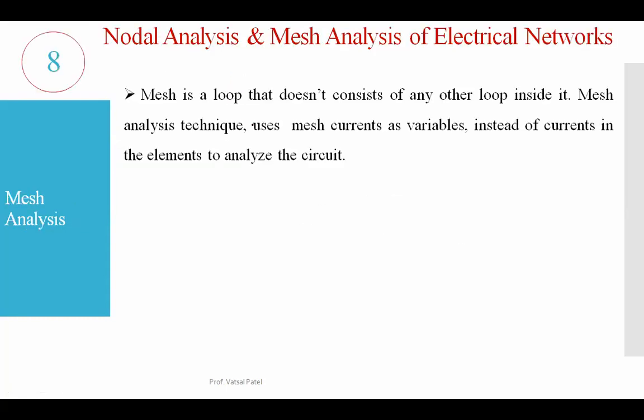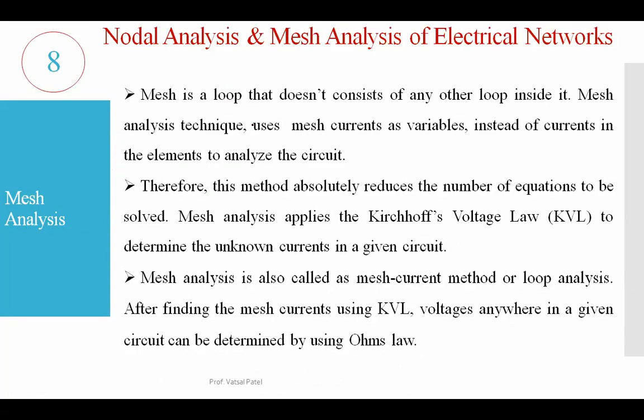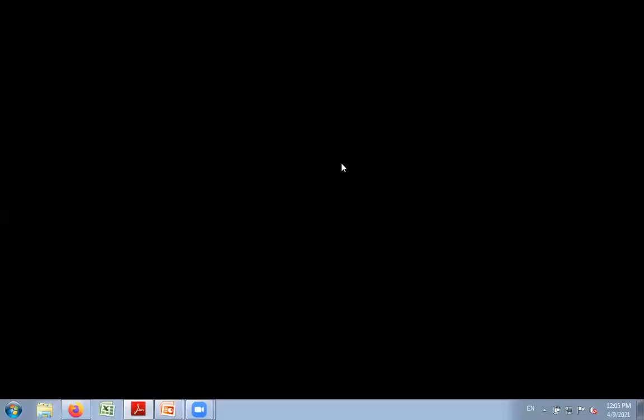So that is the indication given over here, that when you say it is mesh analysis, we also call it the mesh current method or loop method. So after finding out the mesh current using the KVL, the voltage anywhere in the circuit you will identify by using Ohm's law. So this is the significance of the mesh analysis method for the electrical network. Understood? Have you understood up to here?